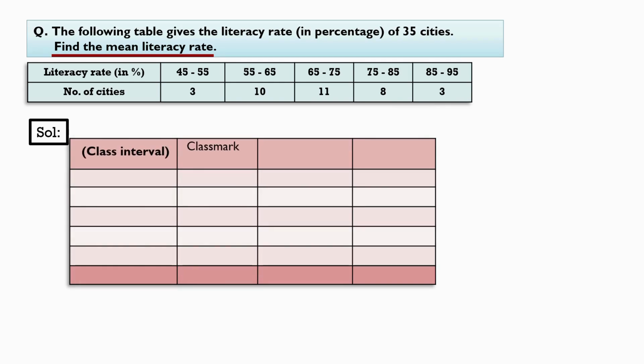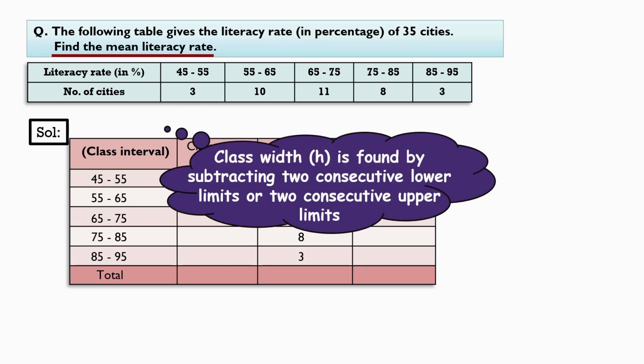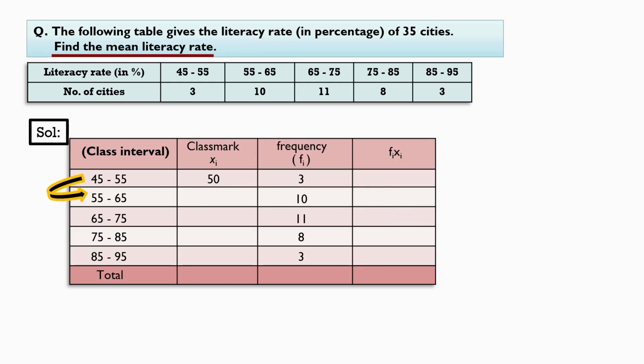Then we will mark the class interval, class mark, frequency, and FiXi. Now put the class interval and frequency. Then first we need to find the class mark, that is lower limit plus upper limit by 2. So in this case it is 50. Now we have to find the class width, that is h. So class width is found by subtracting 2 consecutive lower limits or 2 consecutive upper limits. So 55 minus 45 we have to subtract. So we got 10.